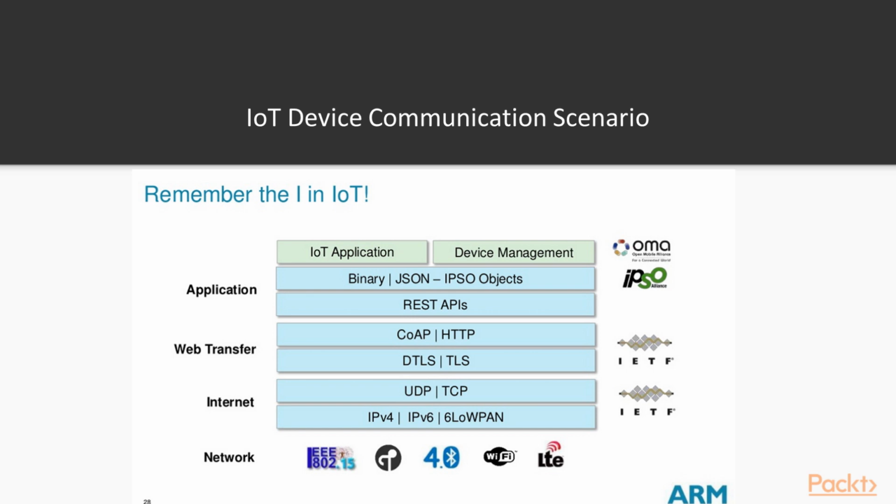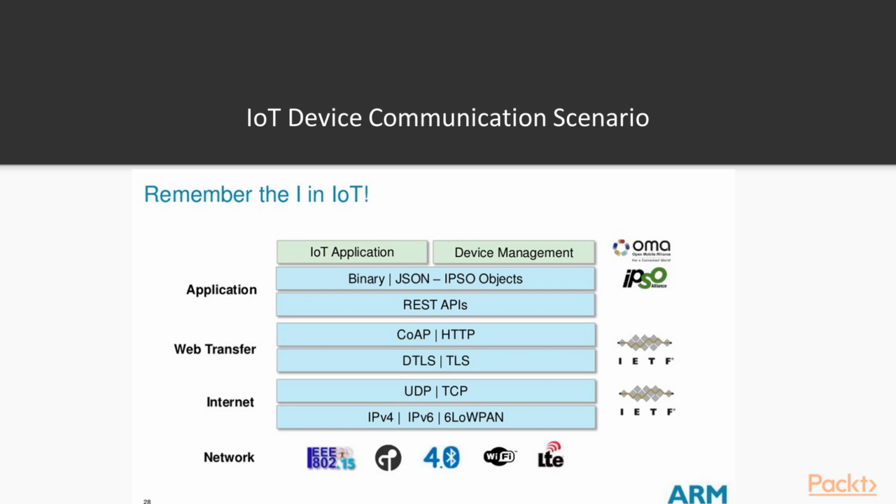Let's take a side-by-side look at protocols for general purpose and IoT specific scenarios. In the internet and network layer, we could switch to 6LoWPAN, which is basically a low power wireless personal area network which understands IPv6. We could switch to UDP, which has much less overhead compared to TCP. On the web transfer layer, we could use CoAP, which works on top of UDP and has much less overhead compared to HTTP. On the application layer, we could use existing technologies like REST APIs, JSON objects, and so on.